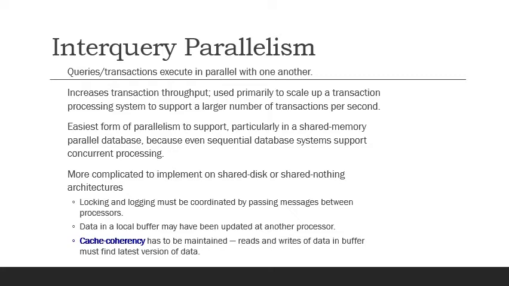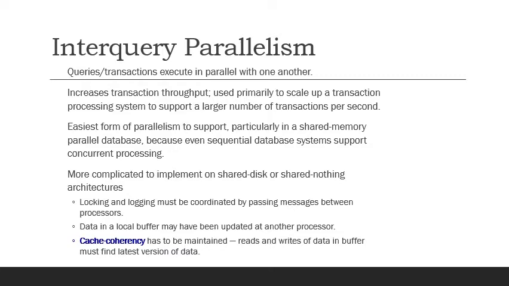It's the easiest form of parallelism to support, particularly in a shared memory parallel database, because even sequential database systems support concurrent processing. Supporting inter-query parallelism is more complicated in a shared disk or shared nothing architecture. Processes have to perform some tasks, such as locking and logging, in a coordinated fashion, and that requires that they pass messages to each other.